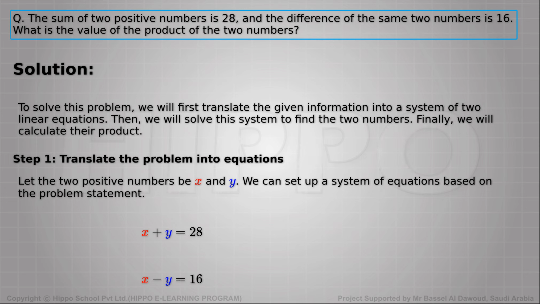This question tests our ability to translate plain English into mathematical equations. The problem states that the sum of two positive numbers is 28 and their difference is 16. Our final goal is to find the product of these two numbers. Let's walk through it together.